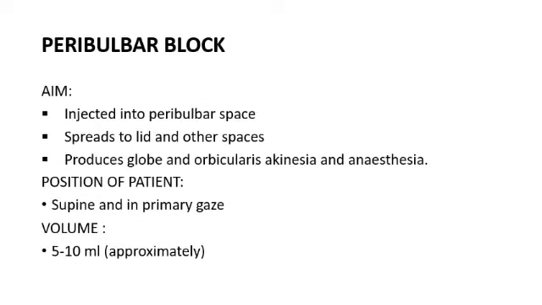In peribulbar block, the anesthetic is injected into the peribulbar space. It spreads to the lid and other spaces. It produces globe and orbicularis akinesia and anesthesia. The position of the patient should be supine and the patient should be in primary gaze. The volume given is approximately 5 to 10 ml.